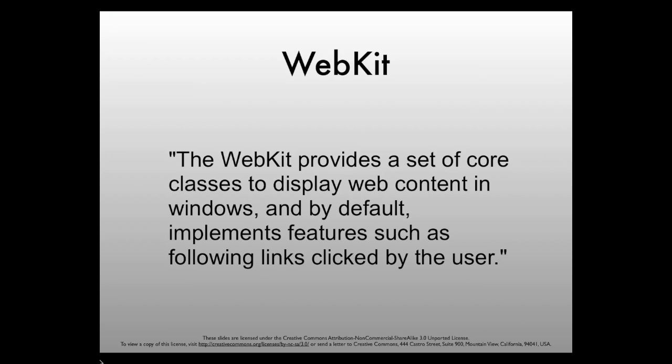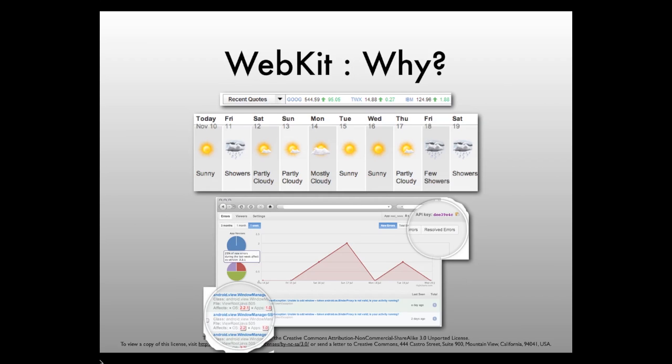So Apple's definition of WebKit is a little dry. Core classes display web content in windows, by default implements features such as following links clicked by the user, which is really dry. So immediately people think, oh, well, browser. Well, I've got a browser, right?